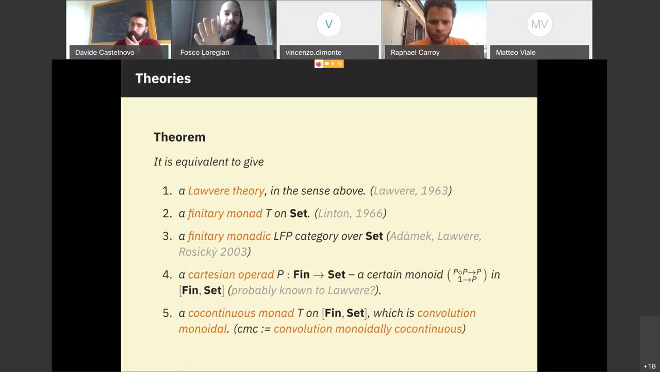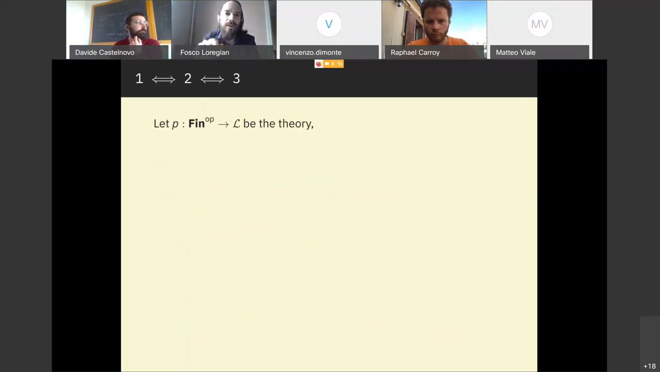And you can lift correspondences on objects in order for them to become equivalences of categories. So it's the real dream of the category theorist. Okay. First, I want to concentrate on one, if and only if two, if and only if three. I already told you more or less how two, if and only if three works.